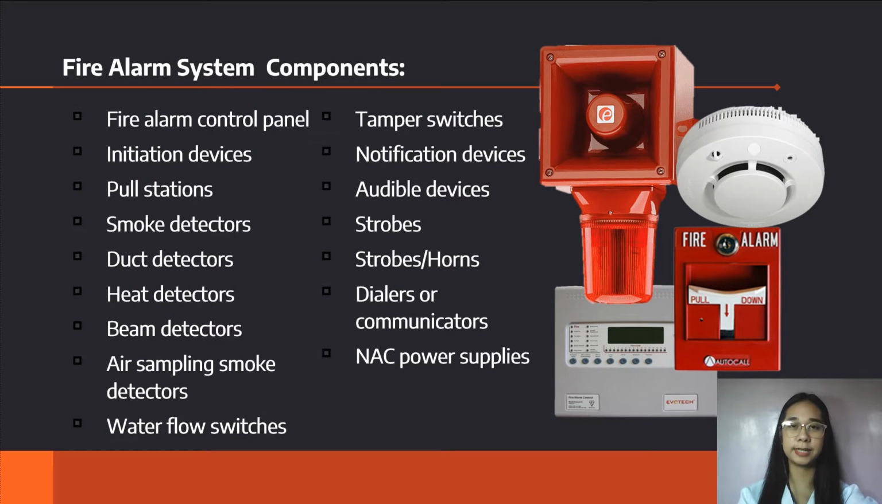Fire alarm systems actually have many components, namely the fire alarm control panel, the initiating devices, the pull stations, the smoke detectors, duct detectors, heat detectors, beam detectors, air sampling smoke detectors, water flow switches, the tamper switches, notification devices, the audible devices, strobes or horns, the dialers or communicators, and lastly, the NAC power supplies.